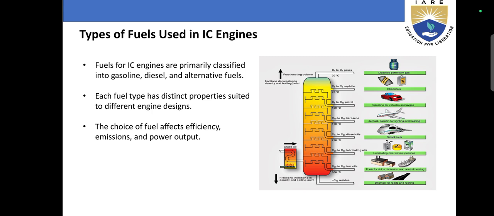Here the diagram shows fractions decreasing in density and boiling point. Here are the C1 to C4 gases. The first one is at 20 degrees, C5 to C8 naphtha, the second one is at 70 degrees, and the third one is at 120 degrees. Here we see the degrees Celsius are increasing. The first is 20, second 70, third 120, fourth 170, and fifth 270 for lubricating oils, and the last one is 600 degrees Celsius.